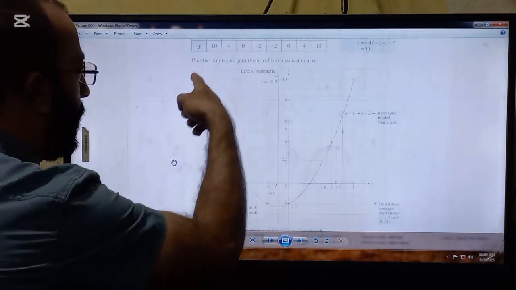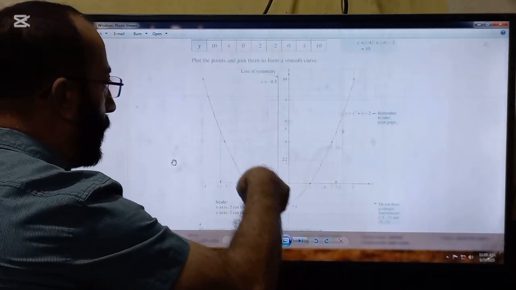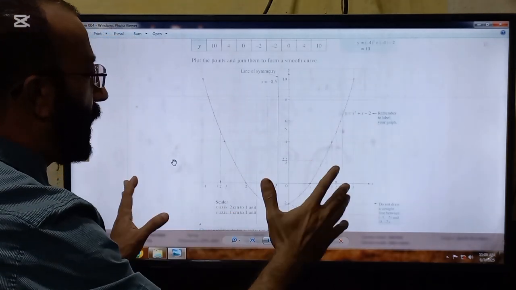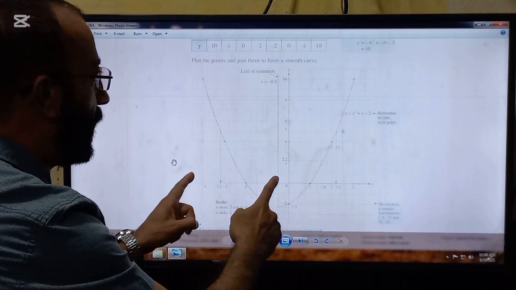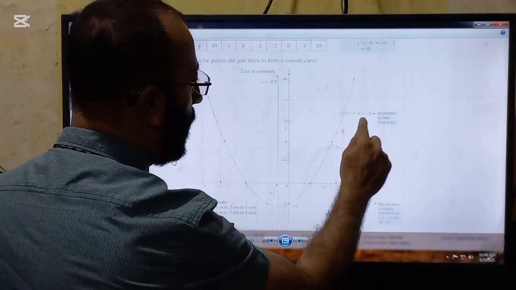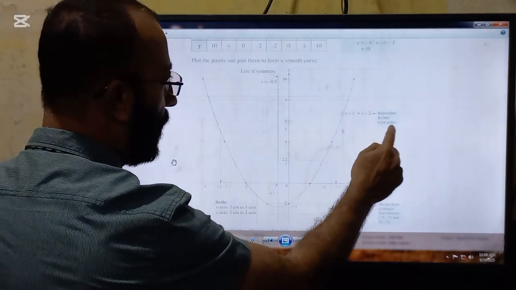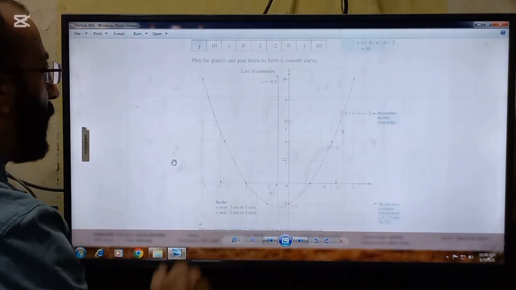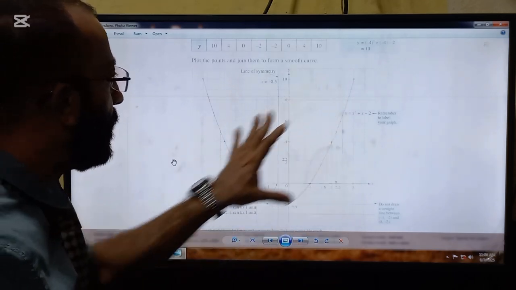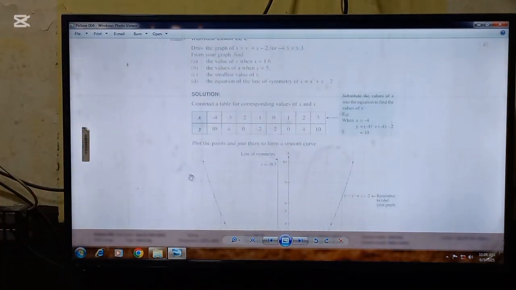Next step will be join the points with the help of the freehand curve. And the final step for drawing the graph is label the graph. So look here, we have written the equation on the curve. So this is the label. Remember to label your graph. Okay, so this is the graph done. So now we can find the other requirements.